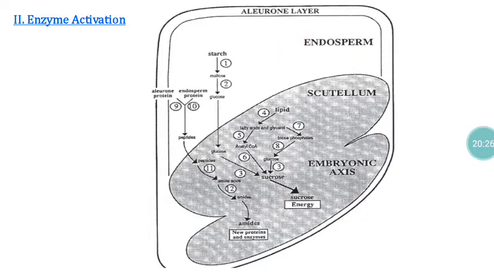There it activates the production of hydrolytic enzymes. With reference to carbohydrate: alpha amylase, beta amylase, maltase, sucrase, like that. So many hydrolytic enzymes are there. With reference to lipid, lipase, the hydrolytic enzyme for degrading lipids and oil molecules. Similarly, for protein, it is protease, deaminase, like that. So many enzymes are there, and all those enzymes are produced in the endosperm area.